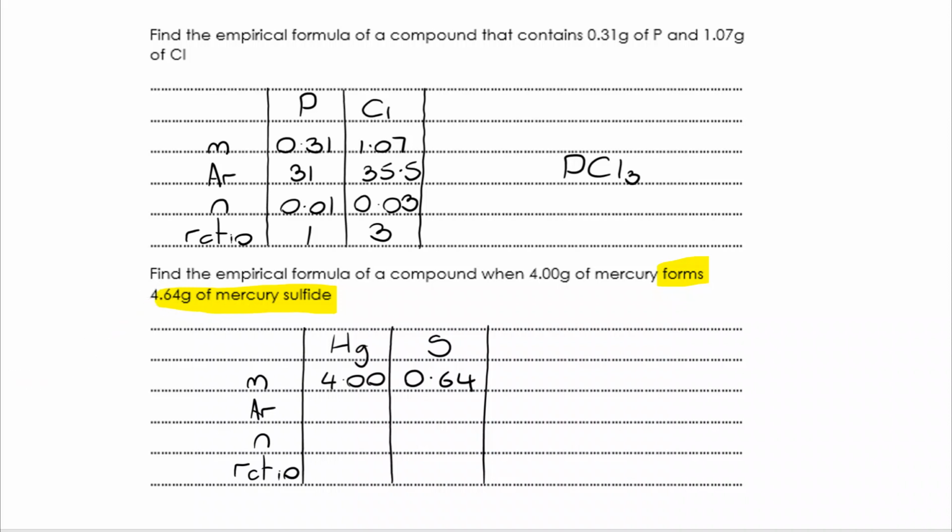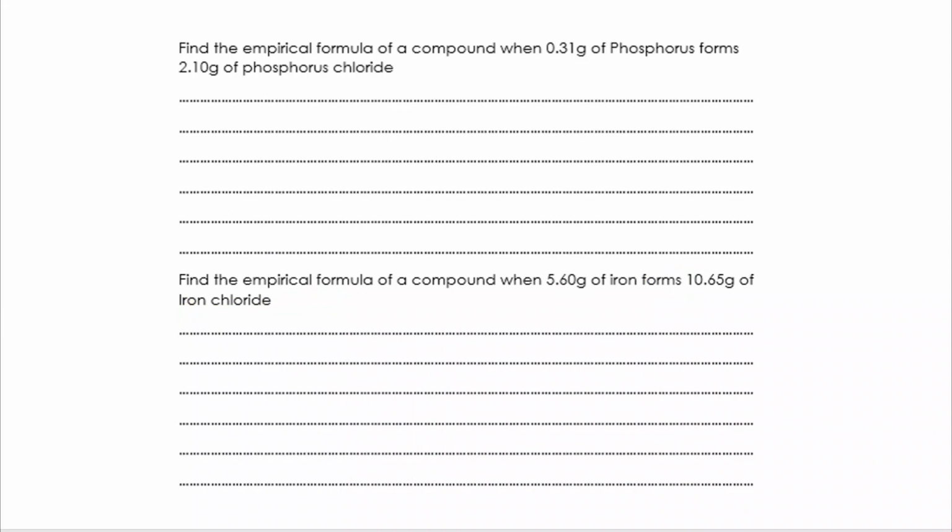At that point, I go through the process exactly the same as I've done in all of the other examples. I take my atomic numbers, I divide my M by Ar to get moles. In this case, they're both 0.02. Divide them both by 0.02, and we get a ratio of 1 to 1. We get HgS. Let's try the next two examples.